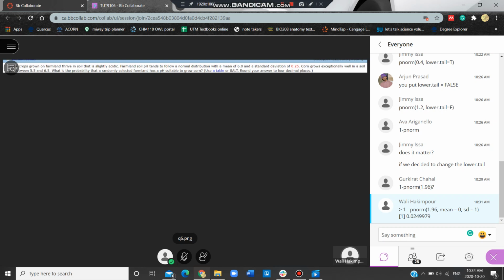Okay, so what do we all think about this problem? Reading it, it says crops grown on a farmland thrive in soil that is a bit acidic. And it says the farmland soil pH follows a normal distribution with mean 6 and standard deviation 0.25. And it says corn grows exceptionally well in soil that falls between pH of 5.5 and 6.5. And it asks us, what is the probability that if we randomly select farmland, it will fall within that range?